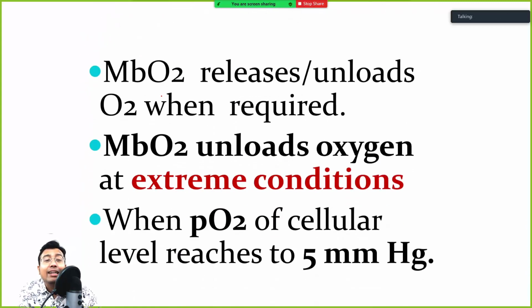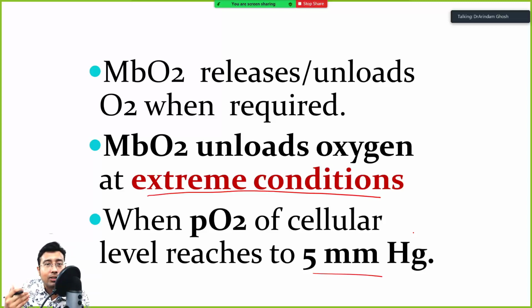So when will myoglobin release oxygen? Of course it will release, definitely, otherwise why is it there? It is a hemoprotein, its function is to release or provide oxygen. So it will only unload oxygen under extreme conditions. Extreme condition means when the partial pressure reaches very low, below 5. Since the P50 is 2 to 3, remember P50 is 2 to 3, by the time it reaches 5, almost 100% of myoglobin is already saturated.